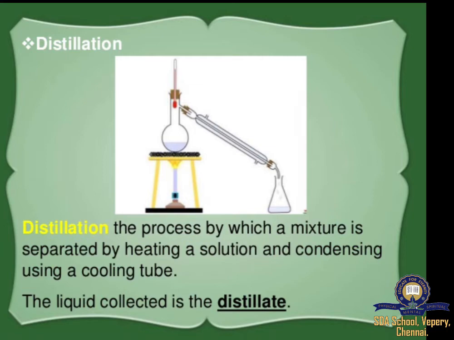Distillation is the process by which a mixture is separated by heating a solution and condensing it using a cooling tube. The liquid is collected as a distillate. So in distillation, a mixture is separated by heating the solution. Later it will be condensed. Condensed means the gaseous state is converted into a liquid state. After heating, we get droplets. That is called distillation. The liquid is collected back.